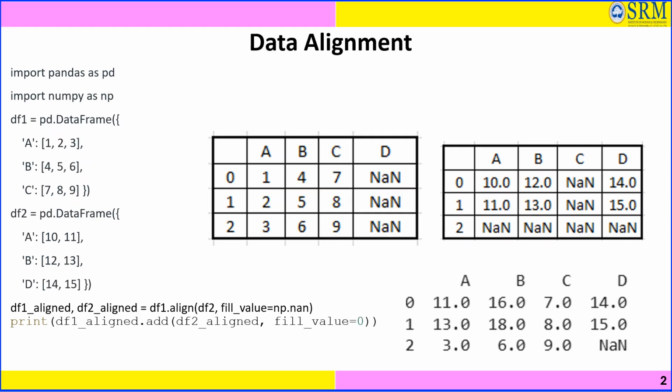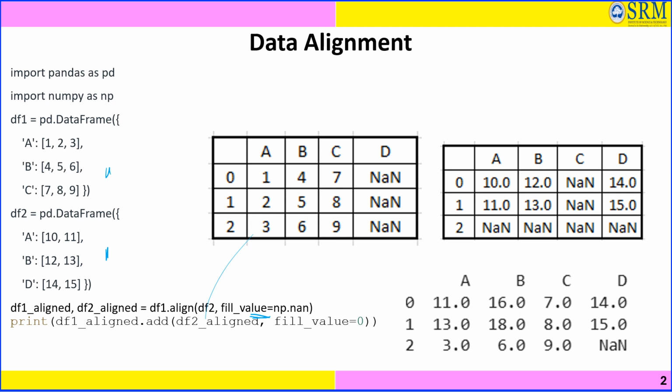Next we have to align. So here is the data. How do we align? df1.align(df2), and you have to fill the value. If you have any unknown data, that has to be filled with np.nan. Once it is aligned, see here you have only A, B, C, but here A, B, D. So if you consider in total, you'll have 4 columns.